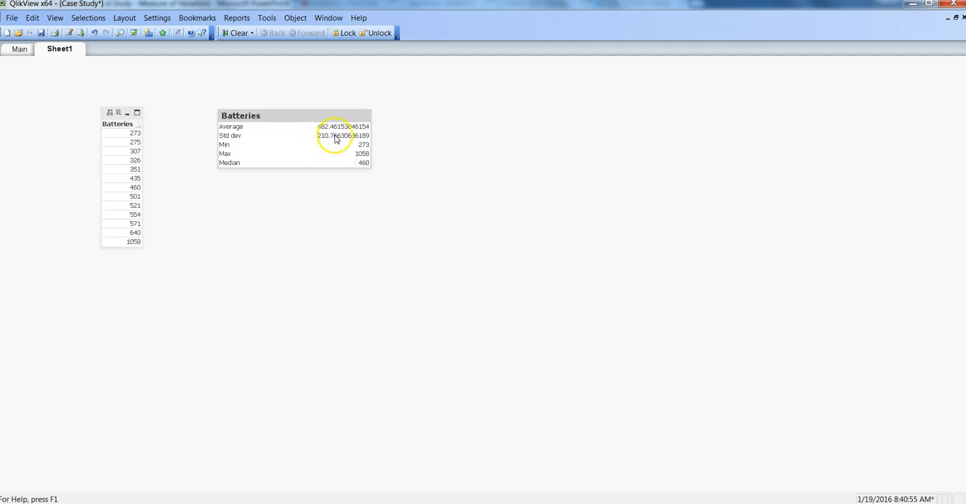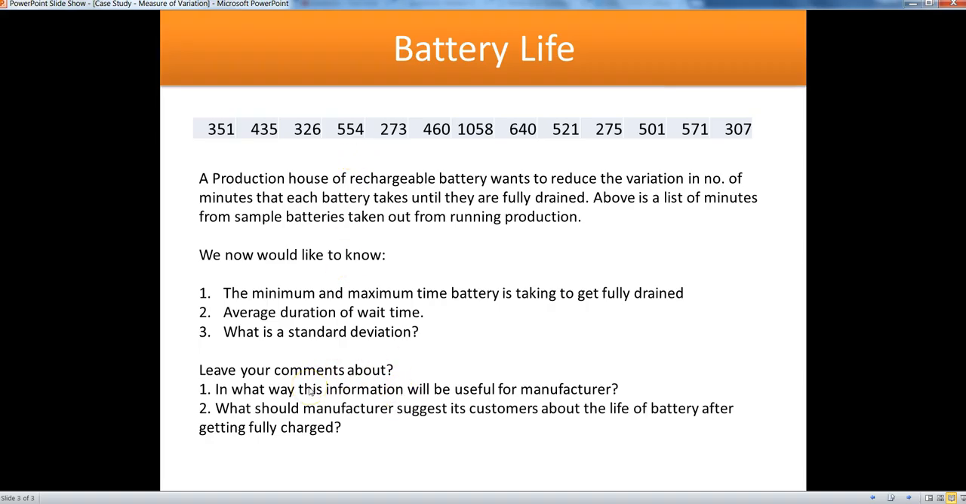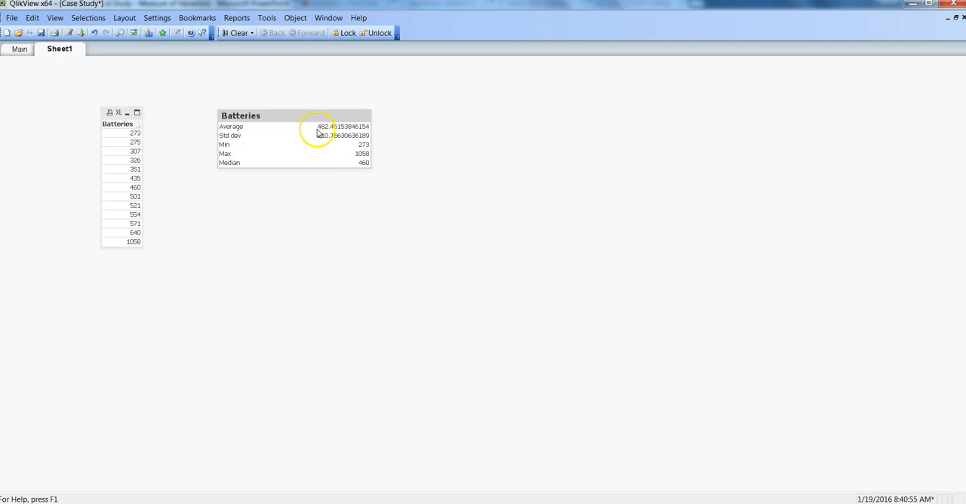And the standard deviation I am leaving to you, because in the last example I explained how to interpret it. So in this example, I suggest you interpret it yourself and look at the previous video on the empirical rule to figure out this information. So I am leaving this for you to make some comments about in what way this information will be useful for the manufacturer, and what the manufacturer should suggest to customers about the life of the battery. Whether you will suggest the median, the average, or take the help of standard deviation and then suggest it.